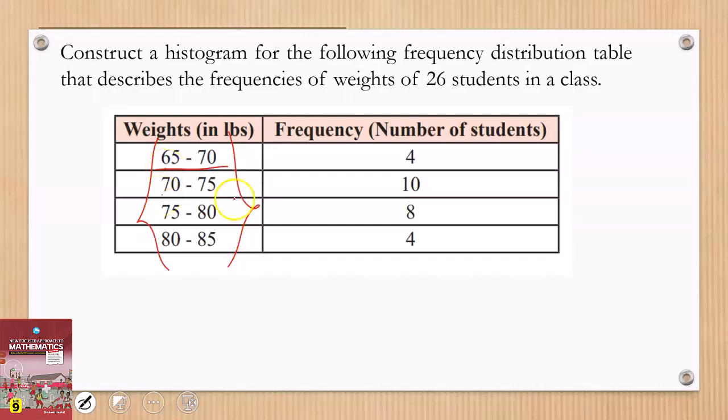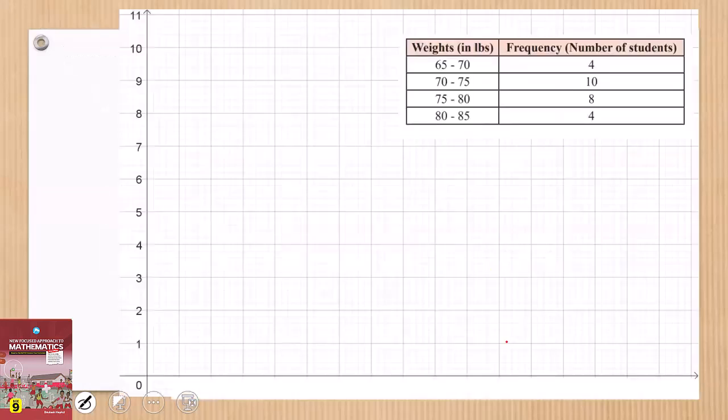65 to 70, 70 to 75, 75 to 80, 80 to 85. Equal intervals. So we anticipate the bars to be of the same width. Okay, so that is what we are going to do. So now let's see how we can handle that question.